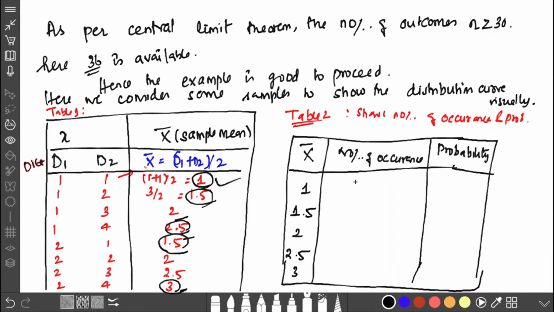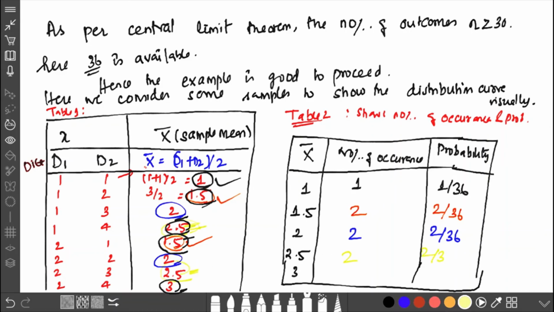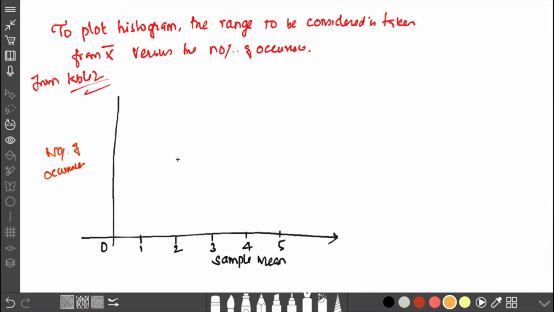So x bar is nothing but the range of the outcome values which is available. The starting value is 1 and the highest value is 3. So I have drawn the occurrences for 1, 1.5, 2, 2.5 and 3. The number of occurrences for 1 is 1 time, for 1.5 it is 2, for 2 it is 2 times, for 2.5 it is 2 times, and for 3 it is 1 time. The probability of occurrence is also taken. Here I am not considering 8 values, I am considering the total 36 values. So 1 out of 36, 2 out of 36. So you can modify the data as such.